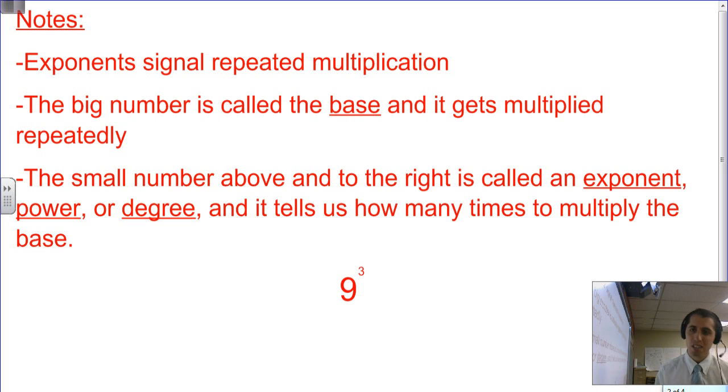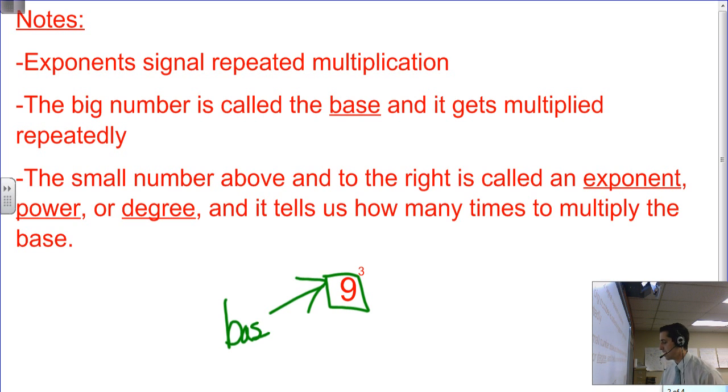There are two parts to recognizing an exponential expression. The big number is called the base, and it gets multiplied repeatedly. So in this case, 9 is our base, and 9 is what's going to be repeated over and over again. So this is the base. And then the second number is this little number up and to the right. That's called the exponent or the power.